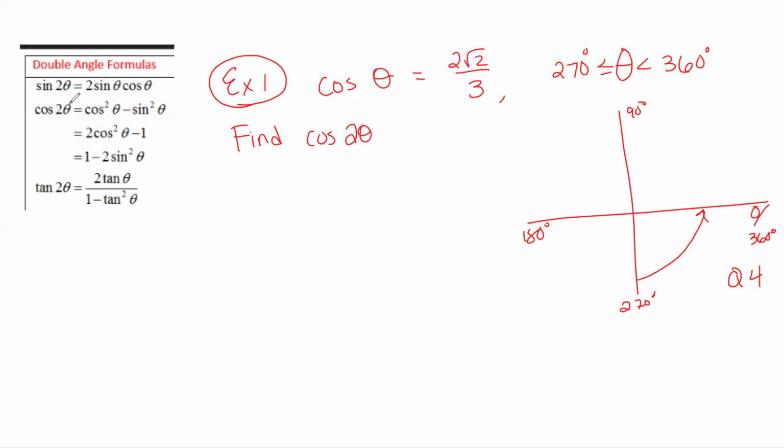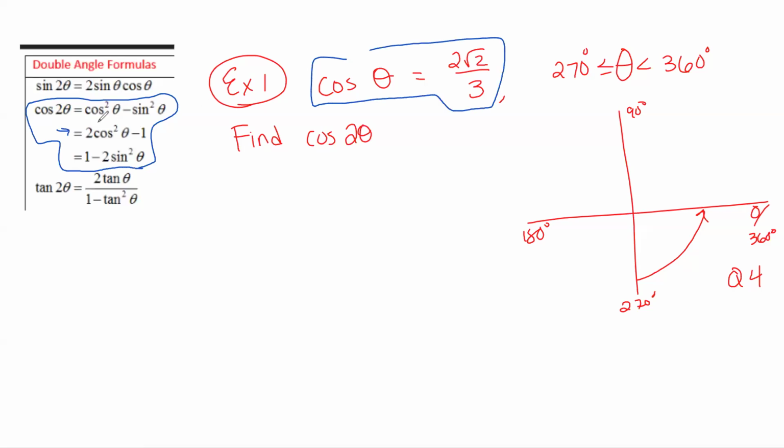So we come over to our formulas and we look at the cosine 2 theta, and we have three options. The one that would be the easiest is just the middle one because we already have cosine. So if we use the middle one, we only need cosine. If you pick either the top one or the bottom one, you can still do it, but you're causing more work on yourself. So let's use that one. So cosine 2 theta, using the middle one, is 2 cosine squared theta minus 1.